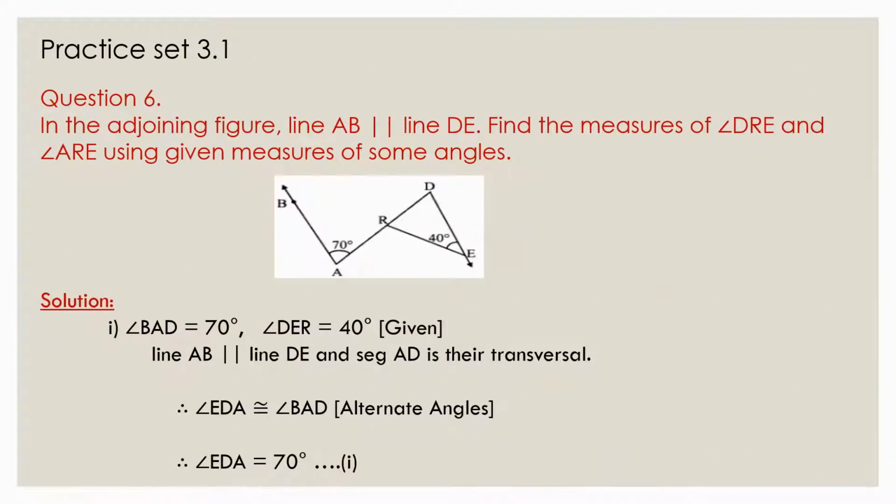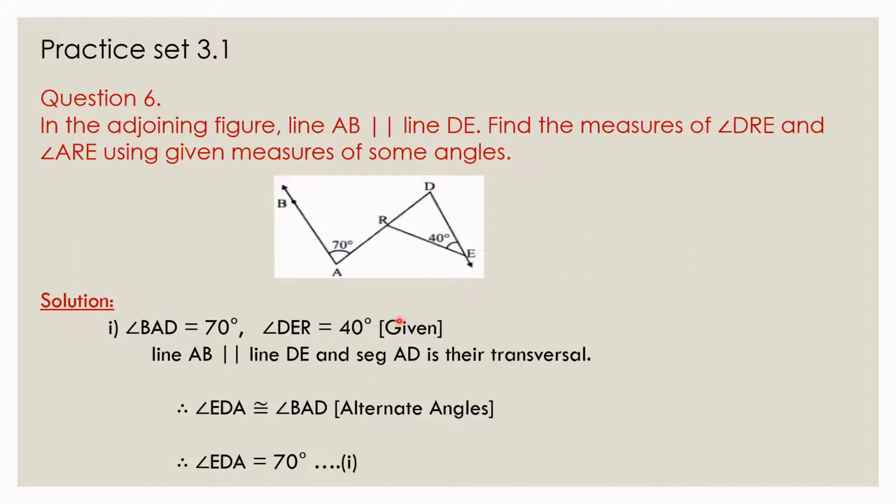Number 6. In the adjoining figure, line AB is parallel to line DE. Find the measures of angle DRE and angle ARE using the given measures of some angles. The figure is already given. In this figure, line AB is parallel to line DE. First, you have to write what is given in the question. Angle BAD is equal to 70 degrees and angle DER is equal to 40 degrees.